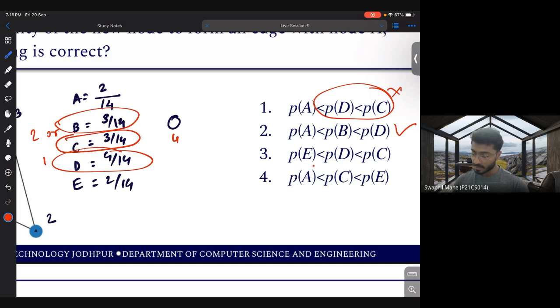Let's see whether the other options are correct or not. Option C, the third option: the probability of E is less than the probability of D, that is correct. The probability of D is less than... this is also not correct. The probability of A is less than the probability of C is correct. C is less than... so this is also not correct. Right? So the second option is correct.